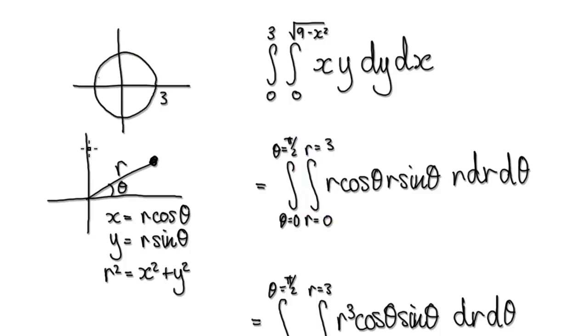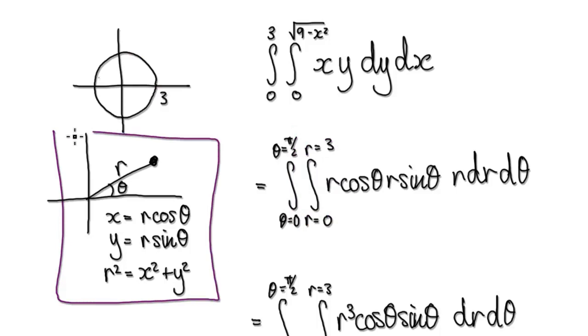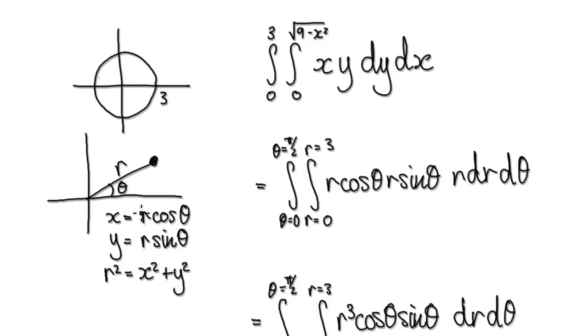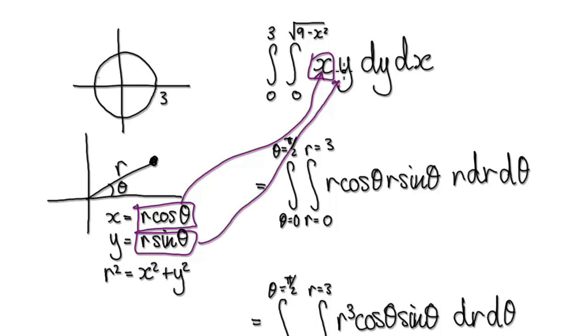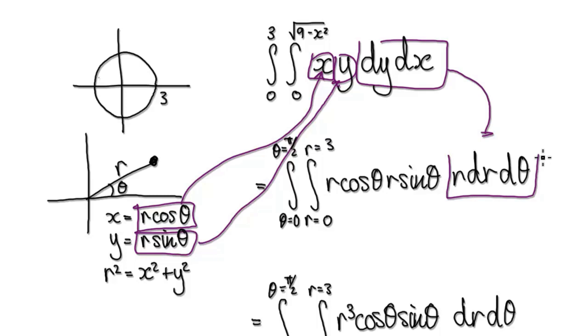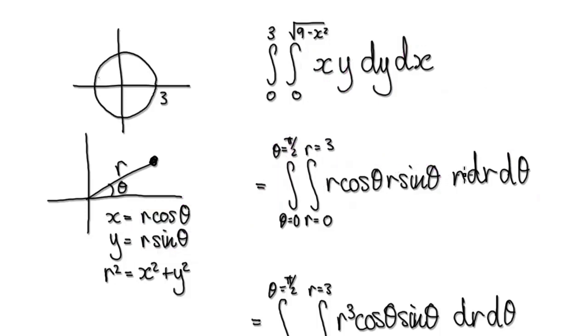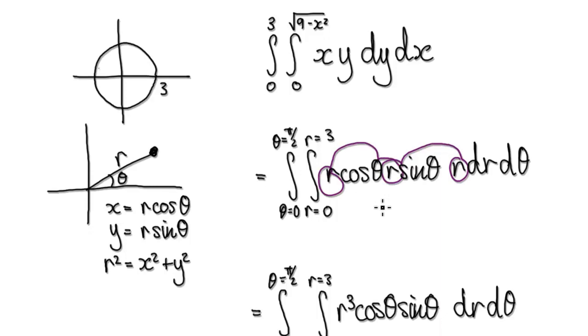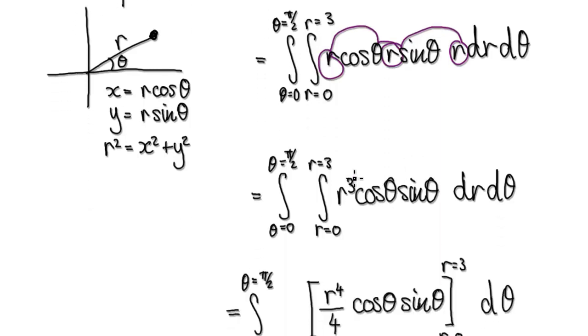And then when you try and make the polar conversion, you always have to have this at the back of your mind. So you can then put this into the x. Put this into the y. dy dx would then become r dr d theta. So this thing here will then give you this thing here. Now tidy this up. So that's r to the power of 3.